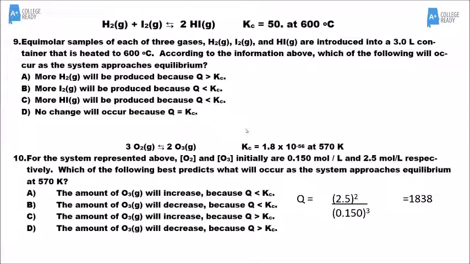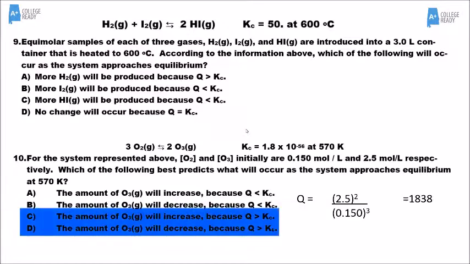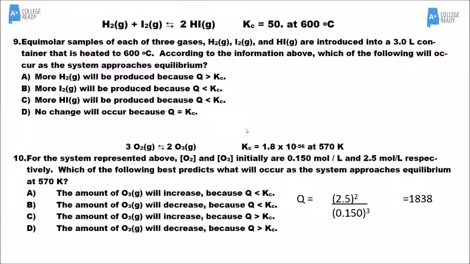So since Q in this case is greater than K, then the correct answer will be either C or D. Since Q is greater than K, turn it around and K is less than Q, and when you start with K, the arrow points the way. Since K is less than Q, it'll shift to the left, and Q will get smaller and smaller and smaller until Q is equal to K and equilibrium is reached. So this is a shift to the left towards reactants, which means the amount of O3 should go down and the amount of O2 should go up.